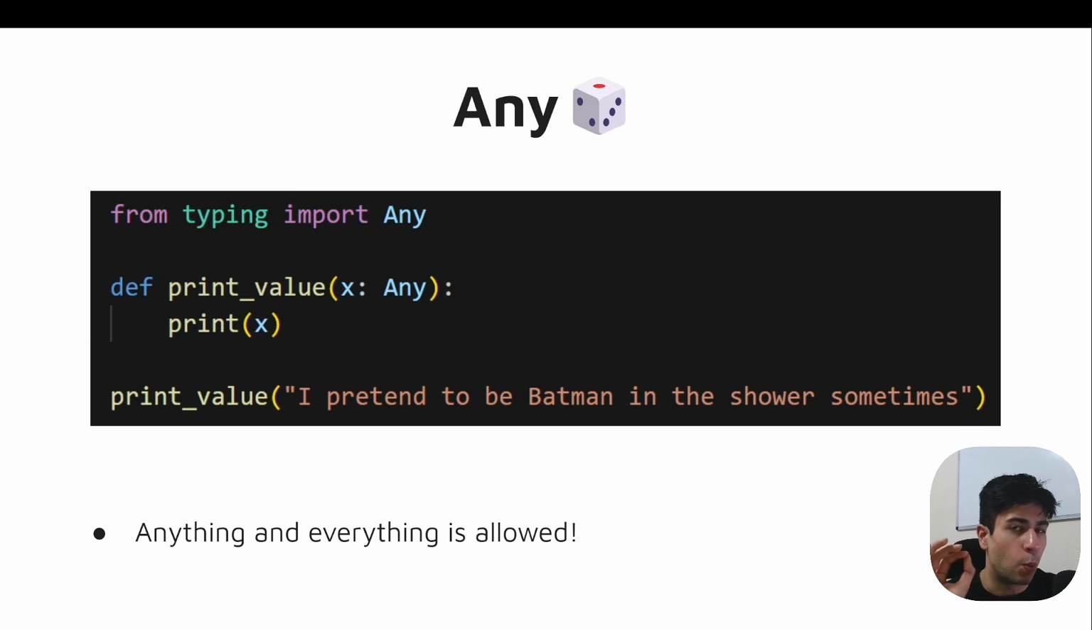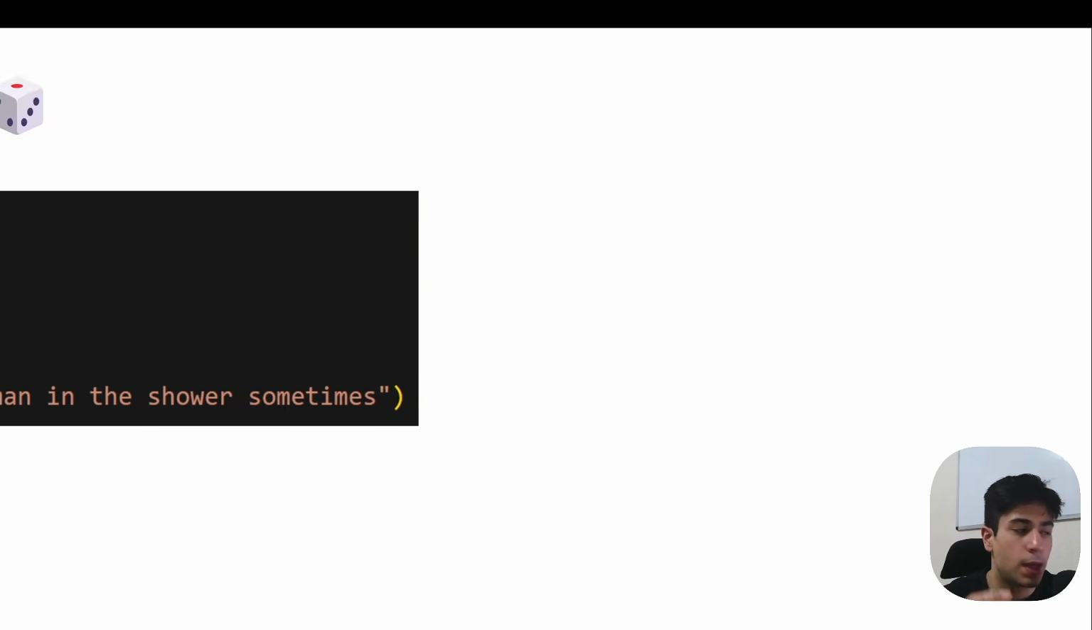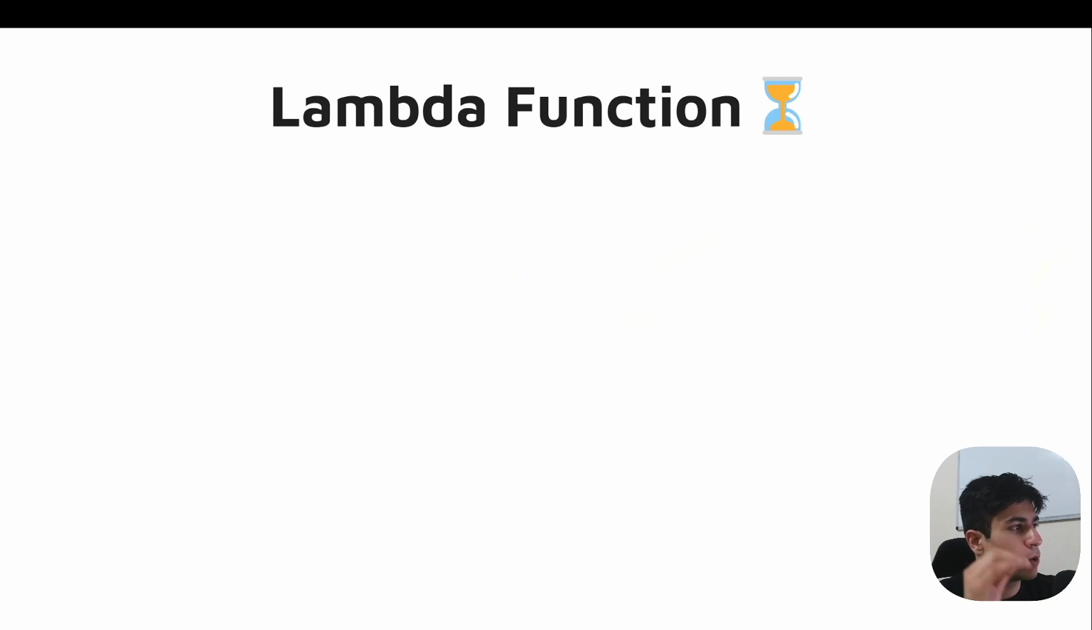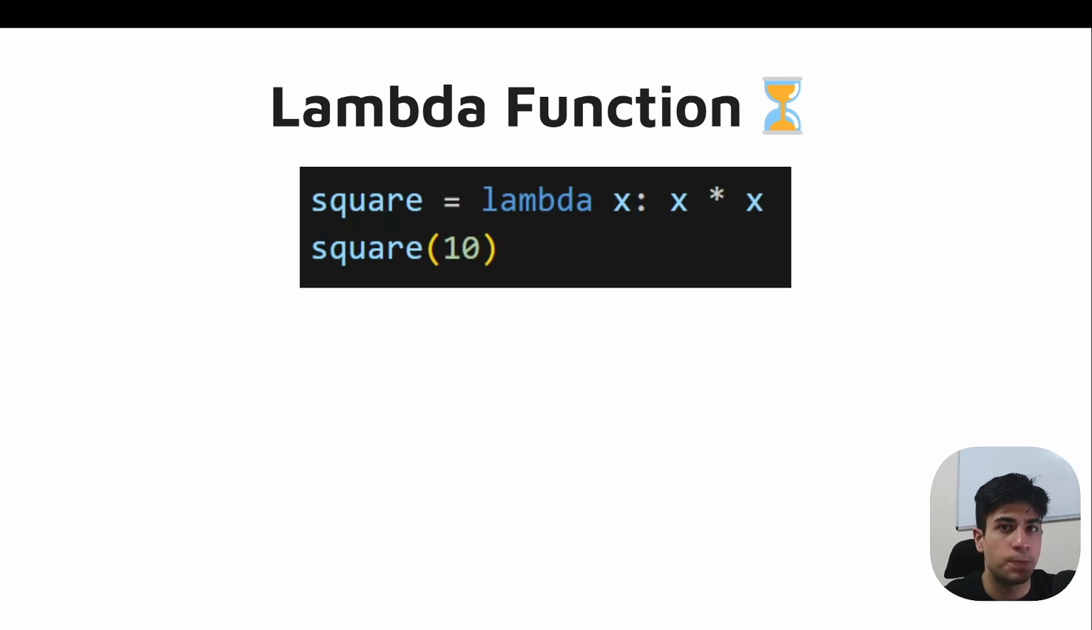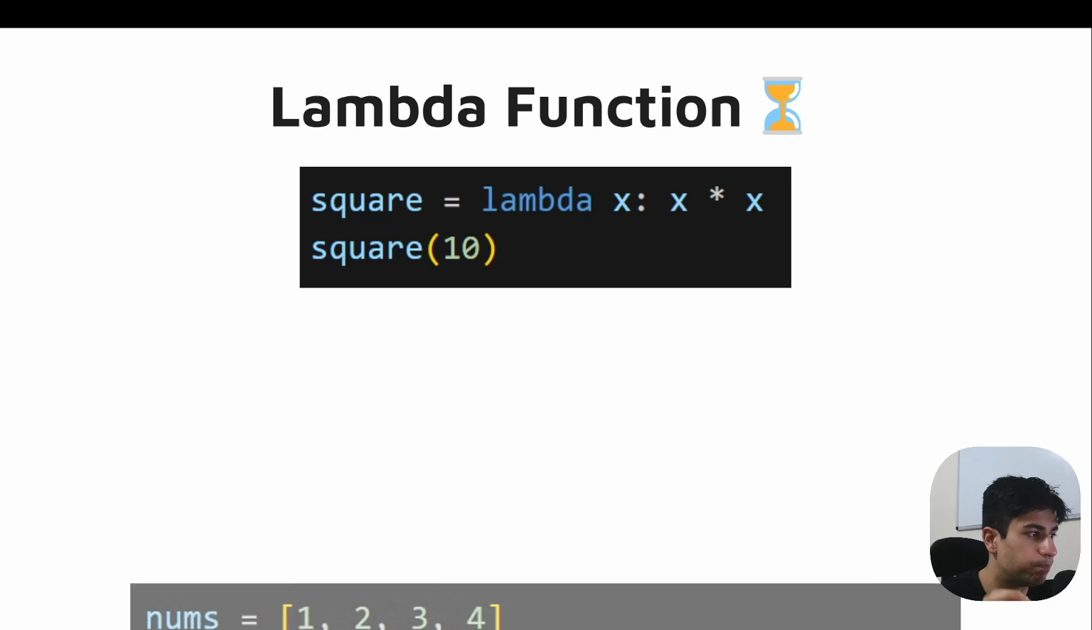Cool. One last type annotation, I promise, and it's the lambda function. Lambda functions are quite useful. I'll give you two examples now. The first example is really simple. I already created a square function before, right? It takes in a number and squares it. So for example, if I passed in square 10, it would give me 100. Quite an easy example. Now let me give you a second example.